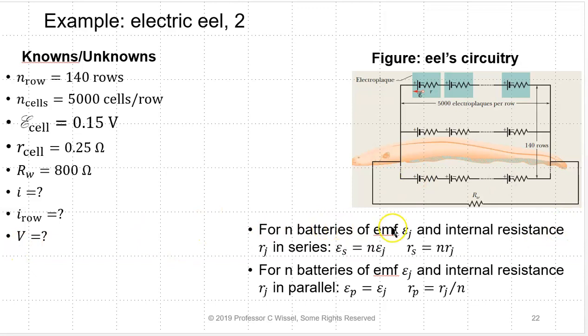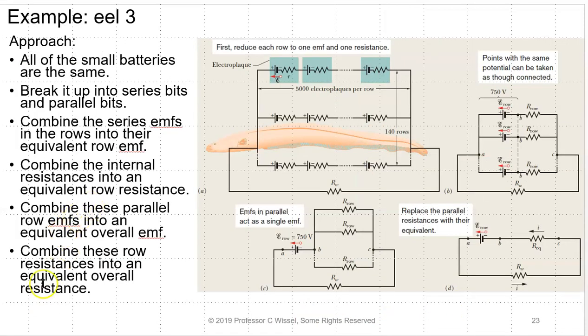For N batteries of EMF E_j and internal resistance R_j in series, E_s equals N E_j, and R_s equals N R_j. For N batteries of EMF E_j and internal resistance R_j in parallel, E_parallel equals E_j and R_parallel equals R_j over N. Now, the approach to this is that all the small batteries are the same. We're going to break it up into series bits and parallel bits.